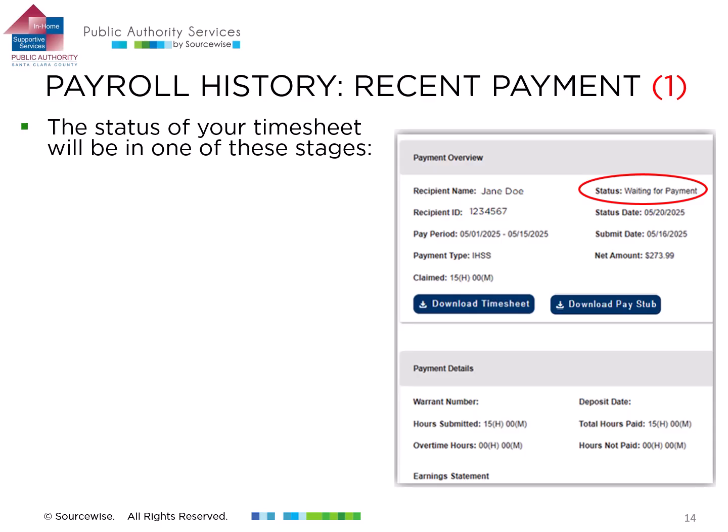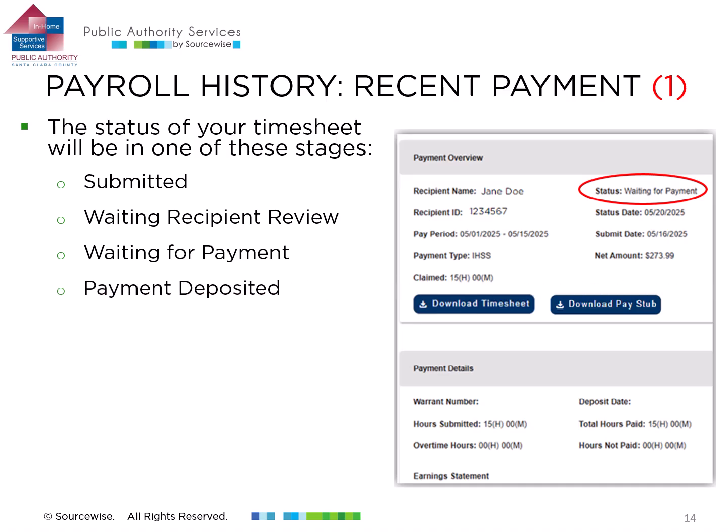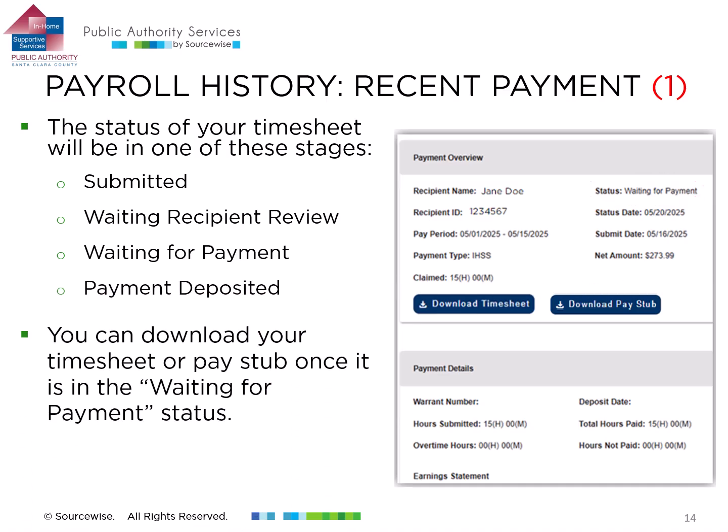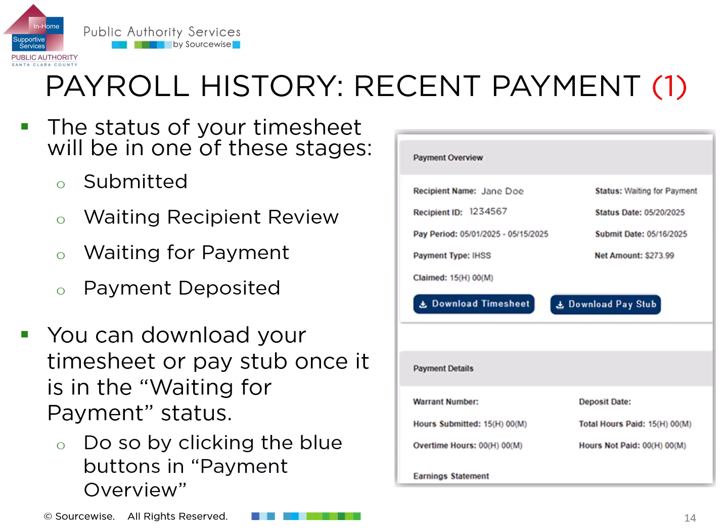The status will be in one of 4 stages: submitted, waiting recipient review, waiting for payment, or payment deposited. You can download your timesheet or pay stub after it has reached the Waiting for Payment status by clicking the blue buttons under the Payment overview.